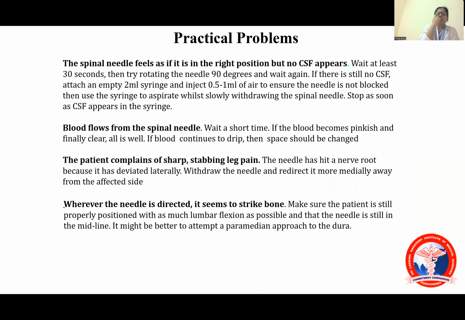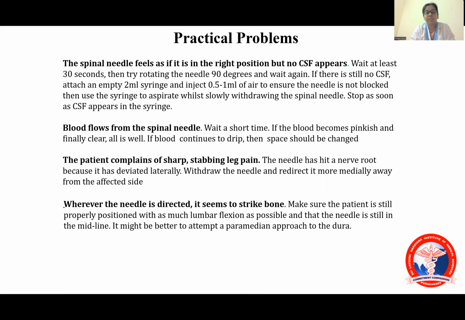Now, while putting spinal, what are the commonly encountered practical problems? First problem is we are putting the spinal, we feel as if we are in the right position, but there is no CSF. So what to do? First, we have to wait, at least for 30 seconds, for the CSF to come. Then rotate the needle 90 degrees and wait again.